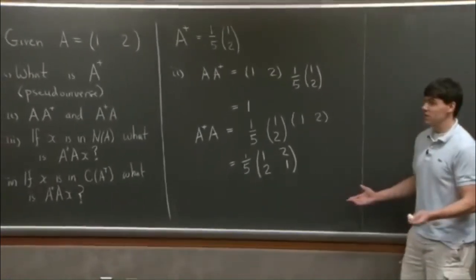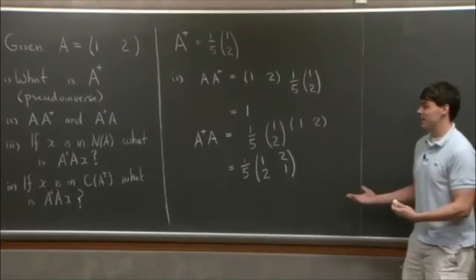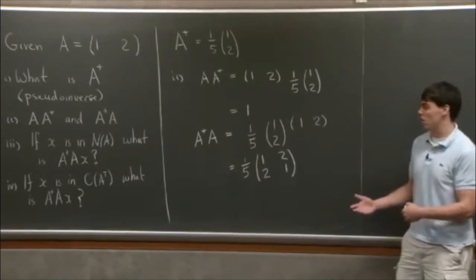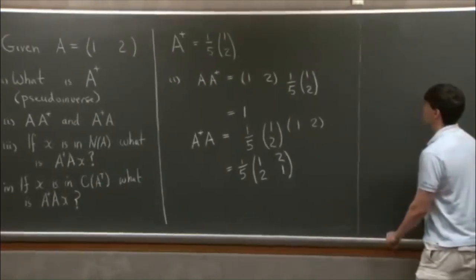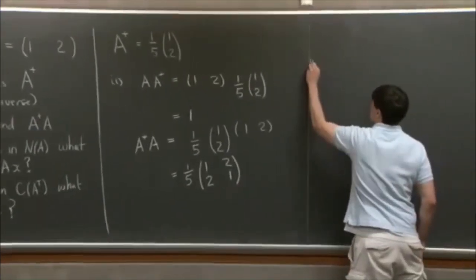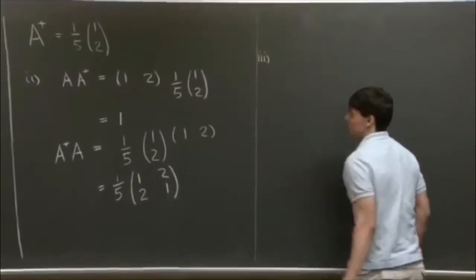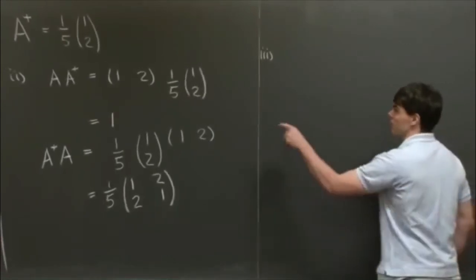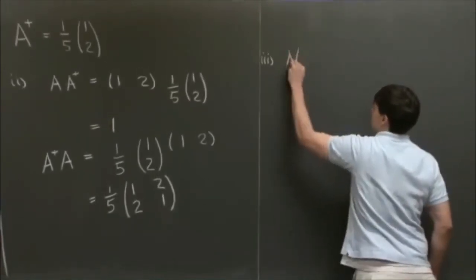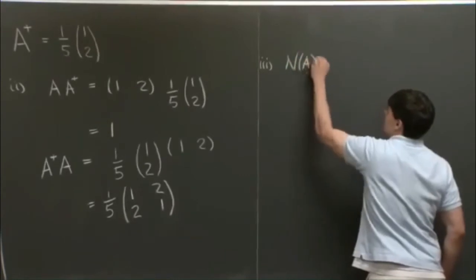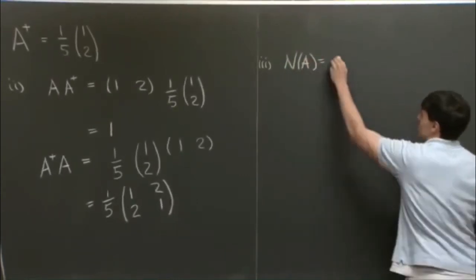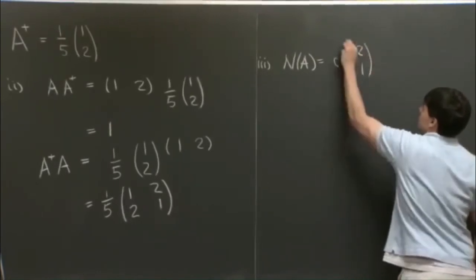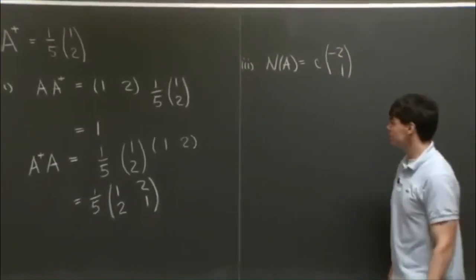So now let's take a look at what happens when a vector x is in the null space of A, and then secondly, what happens when x is in the column space of A transpose. So for part 3, let's assume x is in the null space of A. Well, what's the null space of A? We can quickly check that the null space of A is a constant times any vector minus 2, 1. Okay, so that's the null space.